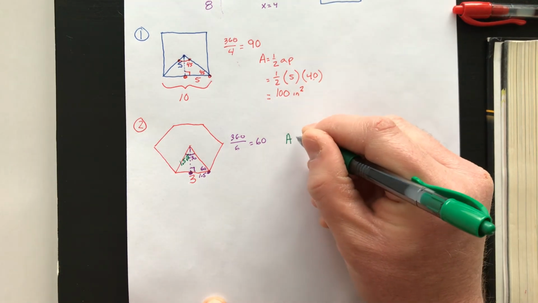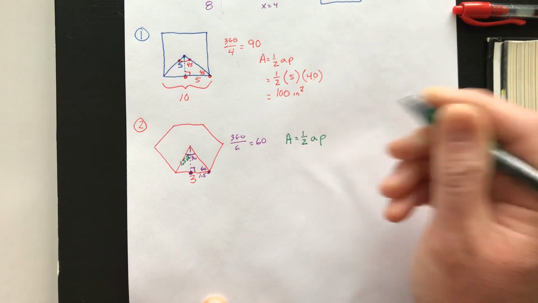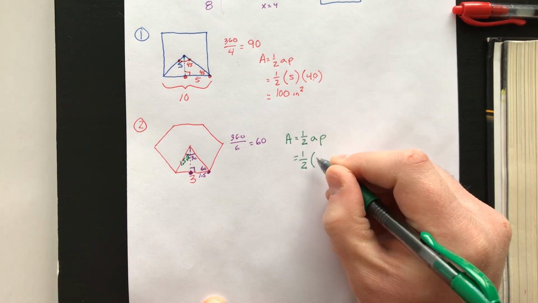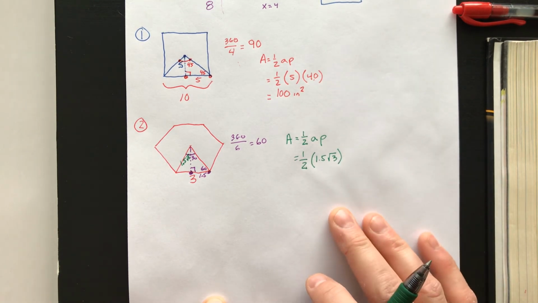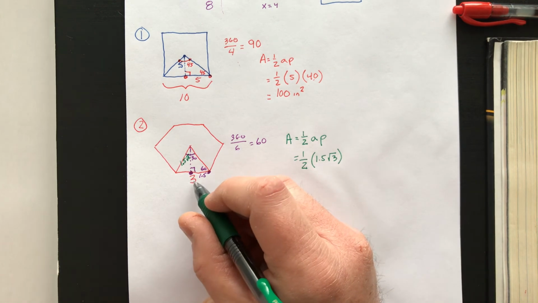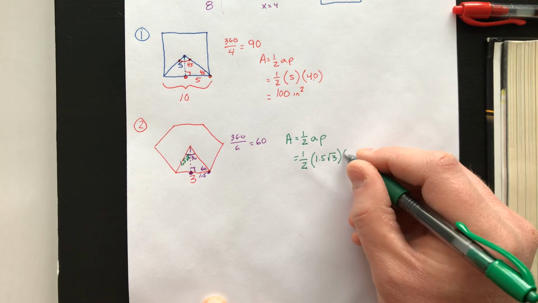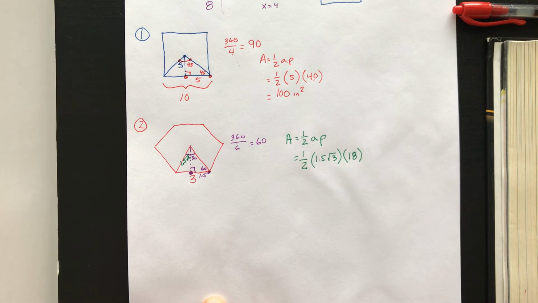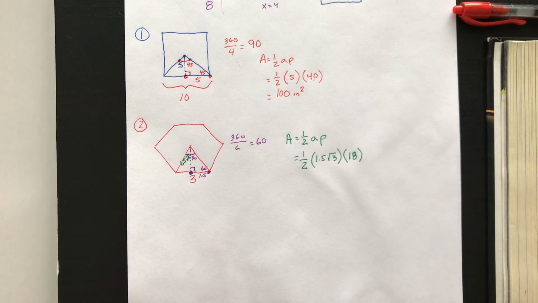So area of a regular polygon equals 1/2 apothem times perimeter. So this is 1/2. The apothem is 1.5 root 3. And our perimeter is 3 times, how many sides are there? 3 times 6. It's a hexagon. So 3 times 6 is 18. So we now had every piece of information that we needed for this problem. And it was similar to the first one.